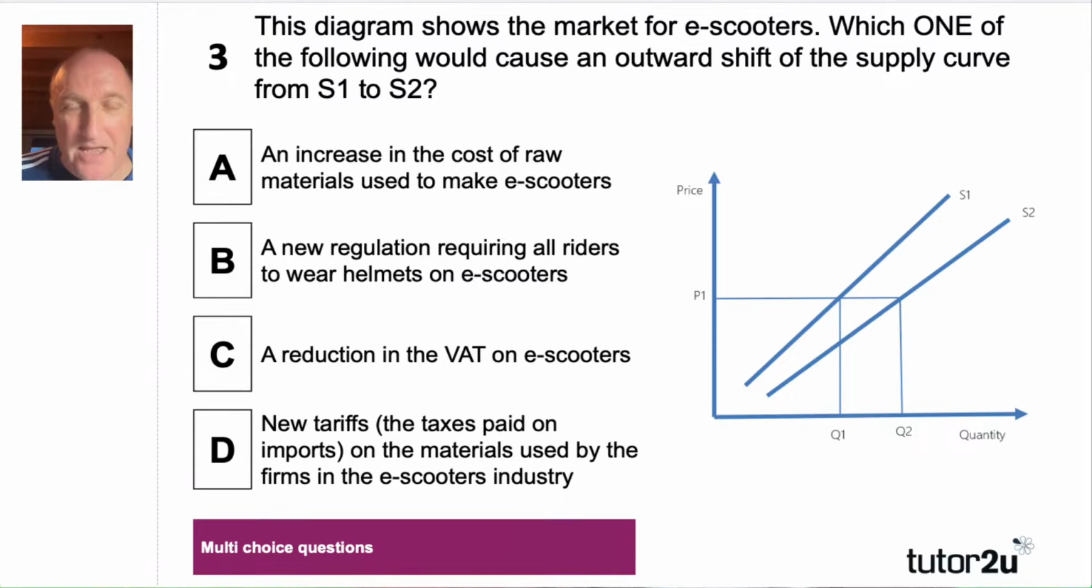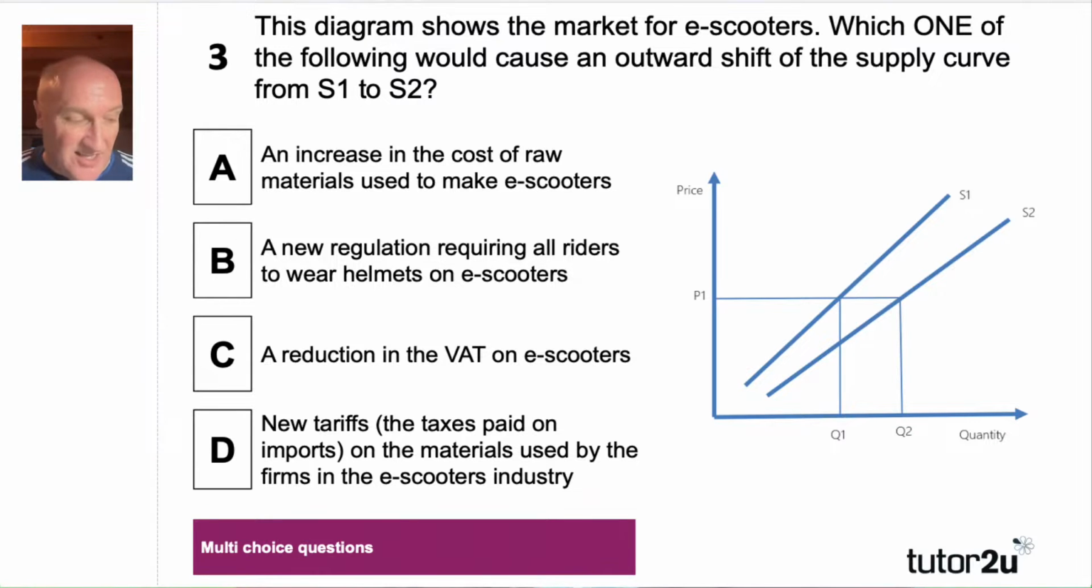Question number 3. Like this question, the diagram shows the market for e-scooters. Again, which one of the following would cause a shift in the supply curve from S1 to S2? It shifted outwards, isn't it? So you have to interpret which one of the following factors would have caused an outward shift in the supply curve of e-scooters. What do we think for this one? We've got an increase in the cost of raw materials, a new regulation requiring riders to wear helmets, a reduction in VAT on e-scooters, new tariffs, import taxes on materials used by firms in the e-scooter industry.